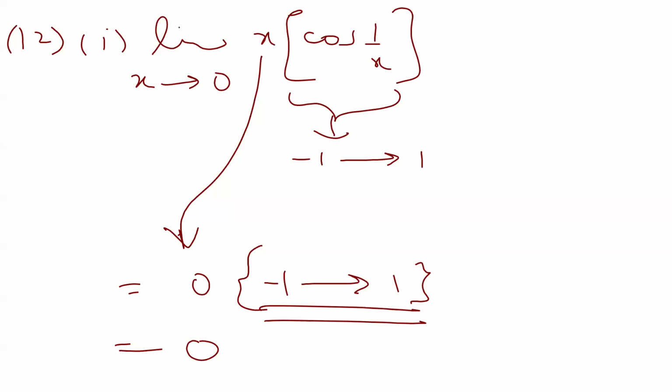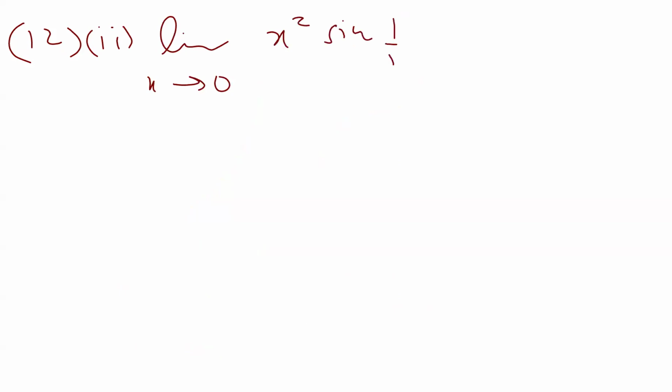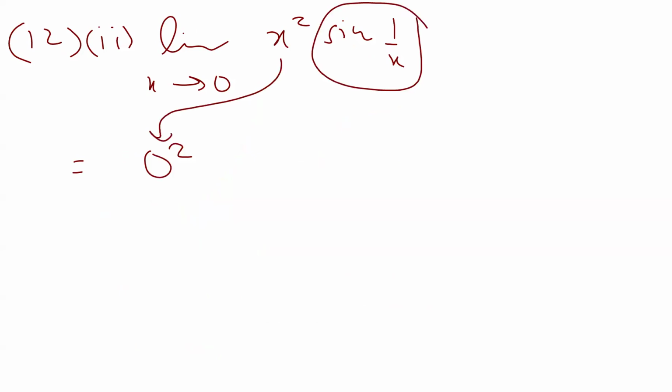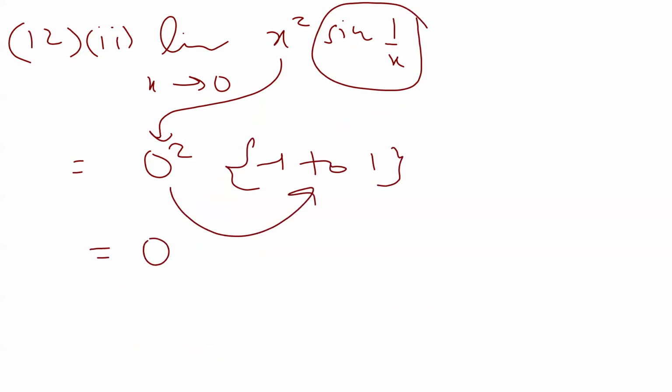Similarly, the next problem, question number 12, sub question 2, limit x approaching 0, x square sine 1 upon x. Now you can put the value of x as 0 for x square, and sine of any angle will lie between minus 1 to 1. So 0 into this particular value is 0. That's how we complete question number 12 of exercise 8.